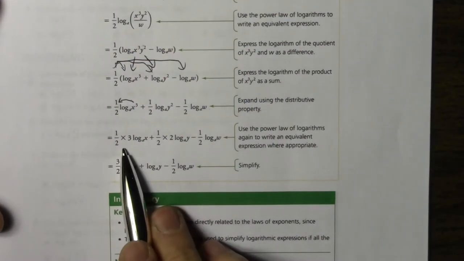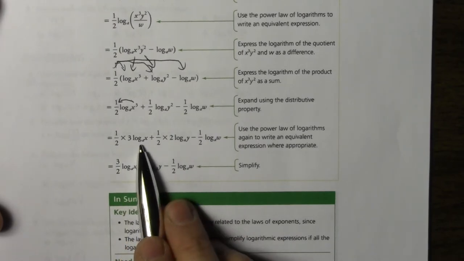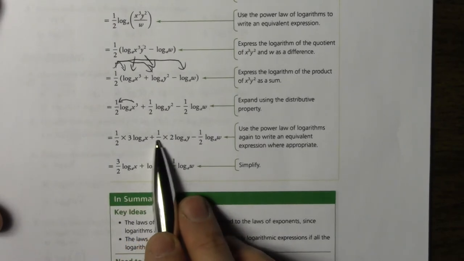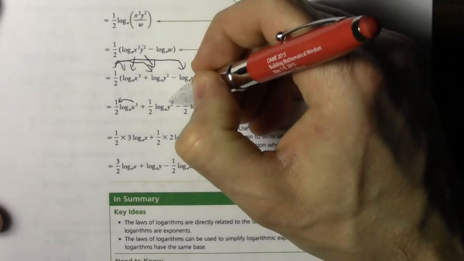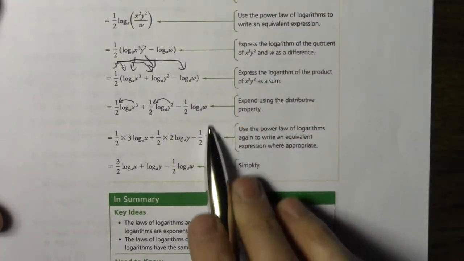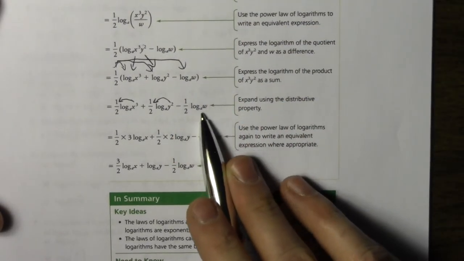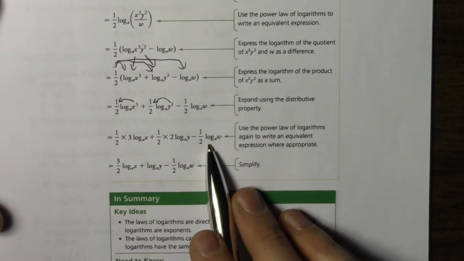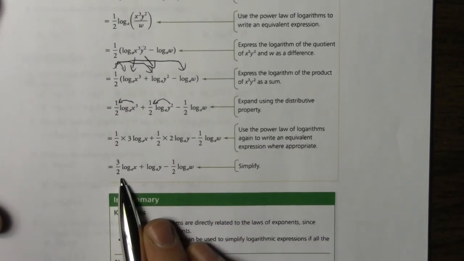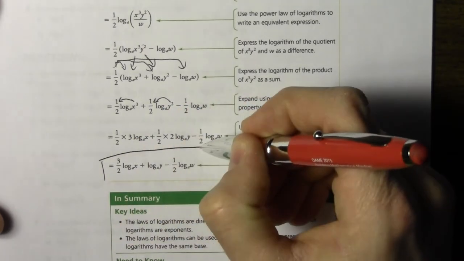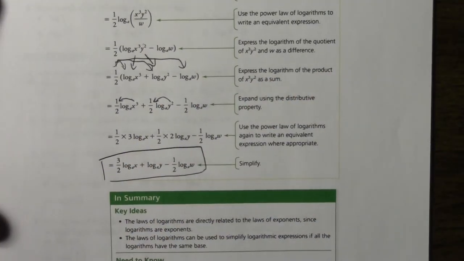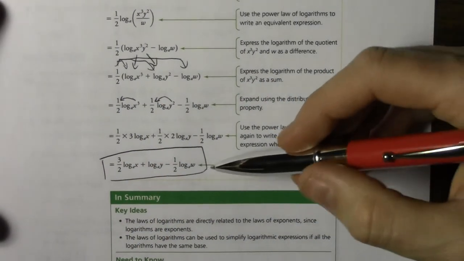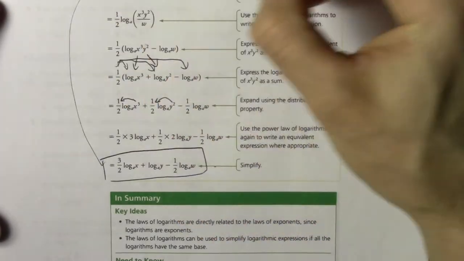So the 3 comes in front of the half, log a x, plus 1/2, that 2 comes down, and the w stays. There's no exponent to lower, so that stays the same. And now we just do those simple multiplications in front, and we end up with our final answer. Okay, so that's a simplified expression of this.